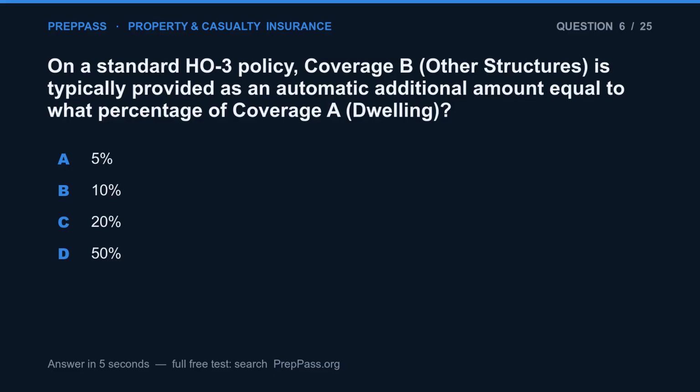Question 6. On a standard HO3 policy, coverage B, other structures, is typically provided as an automatic additional amount equal to what percentage of coverage A, dwelling? A. 5%. B. 10%. C. 20%. D. 50%.